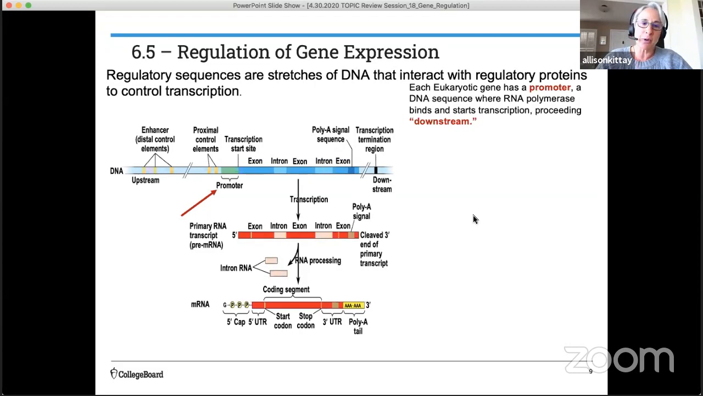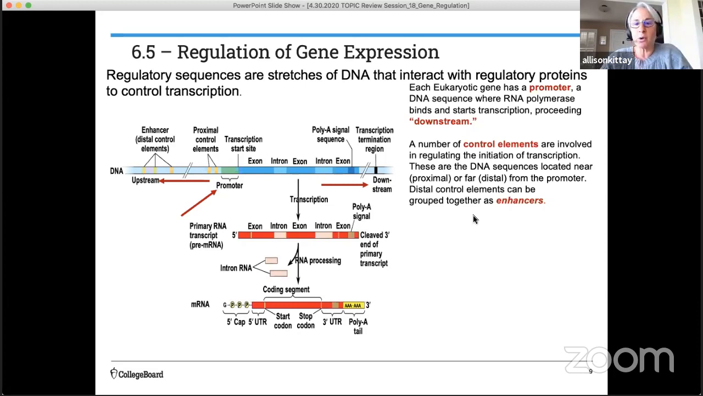Okay, so there's the promoter, and notice that it is labeled green. This is like green for go. This is the start of transcription. This is where RNA polymerase, which is the enzyme that facilitates the transcription of the mRNA transcript from DNA, will start. Downstream means to the right of that promoter, and upstream means to the left of that promoter.